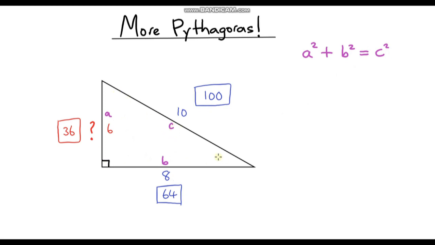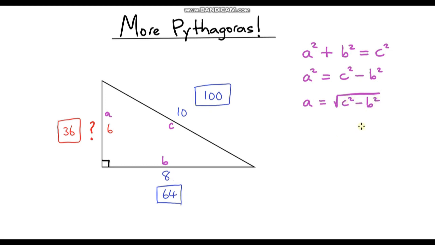Notice with our example, we already know what the hypotenuse is. We need to work out a. So we need to get a on its own. First of all, let's get rid of this b squared. If we subtract b squared from both sides, we'll be left with a squared is equal to c squared minus b squared. And then to get a on its own, at the moment we're squaring, so we need to square root both sides.